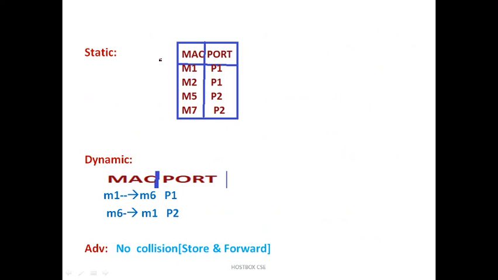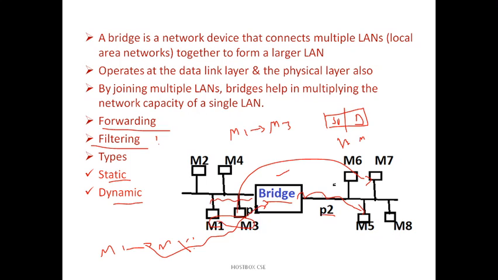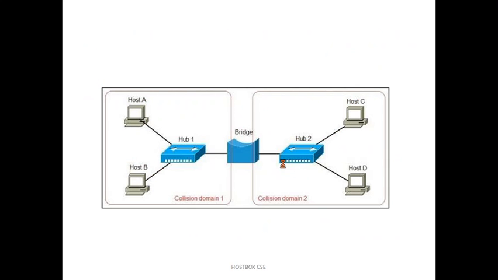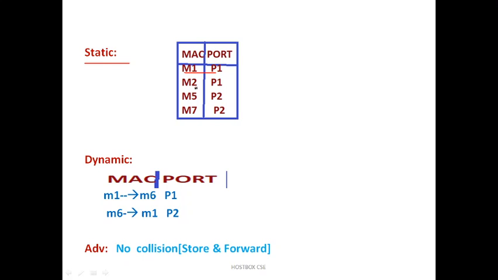So static means the user can manually maintain the table and monitor everything. That means machine M1 connects with port P1 as seen in the diagram. Similarly M2 connects with the P1 port, M5 connects with P2, M7 connects with P2 and so on. So static is the one.